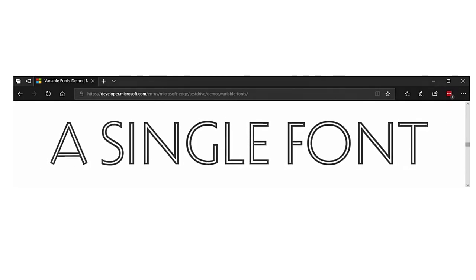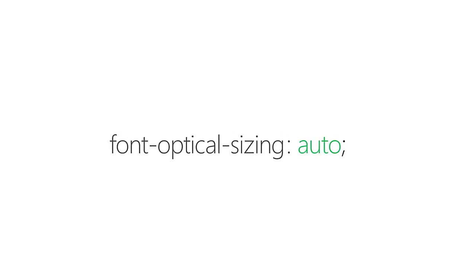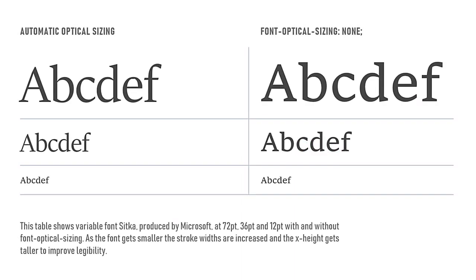So really here, experiences that you can create with a single font are kind of limitless. Now, the next thing that they proposed that we do is we add a property called font-optical-sizing. And that ensures that weights carry a consistent mood and color quality across different sizes. So for example, in the Sitka font, as the font gets smaller, the stroke width will increase, as well as the x-height will get taller to improve legibility. So that's really, really cool.